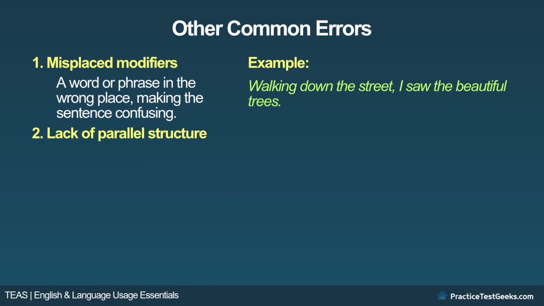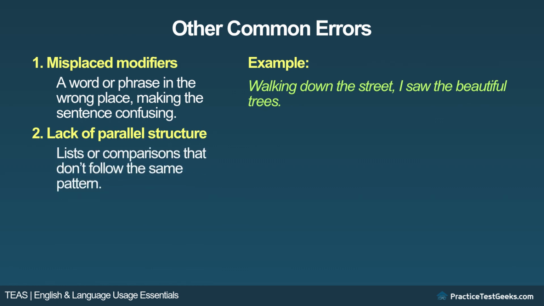Lack of parallel structure. Lists or comparisons that don't follow the same pattern. For example, she likes hiking to swim and biking. Correct structure: she likes hiking, swimming, and biking.